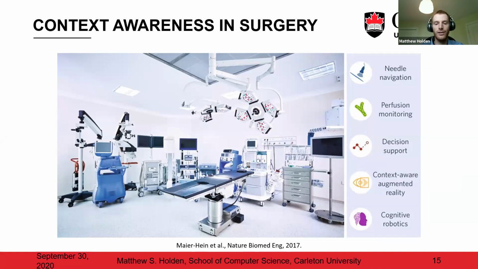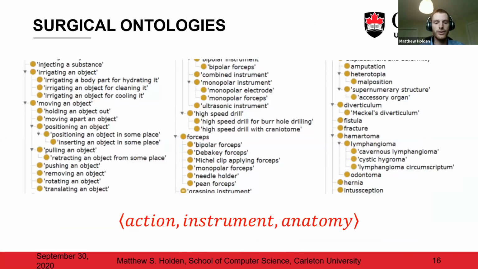And so this is going to allow us to do things like decision support, context-aware augmented reality, and in the case of training and assessment, real-time coaching. But in order to do this, we need to define the surgery formally. And so to do this, we build what's called a surgical ontology.